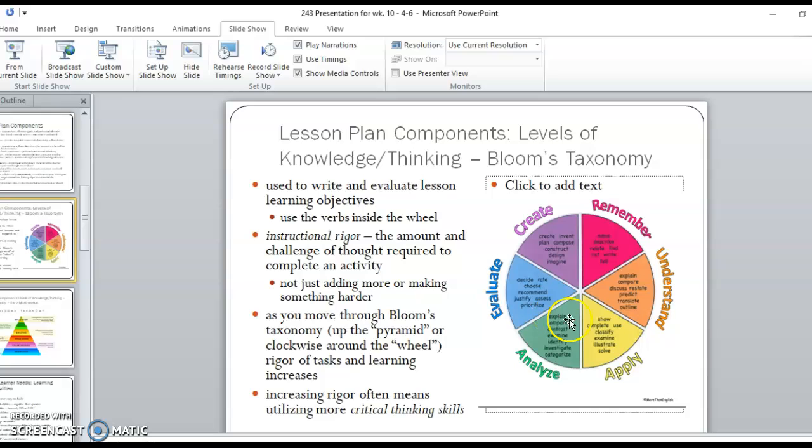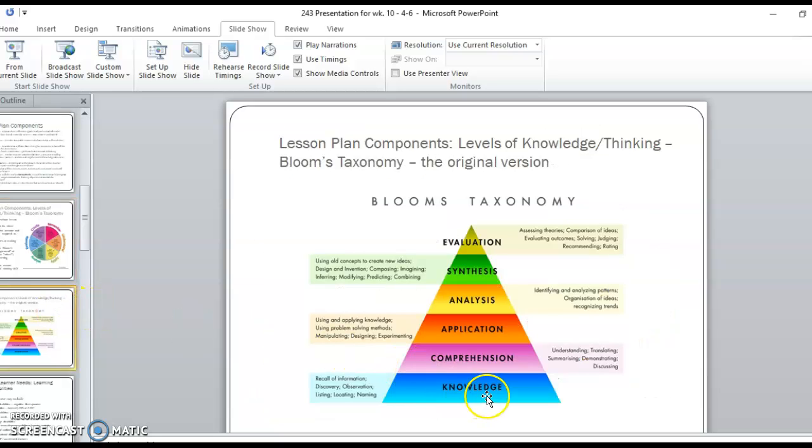So we want to make sure that we're covering these. You don't have to cover all of them in a particular lesson, but we want to make sure that we're moving beyond just this base level of knowledge of just memorizing things and recalling them, right? We want them to apply things. We want them to analyze situations.